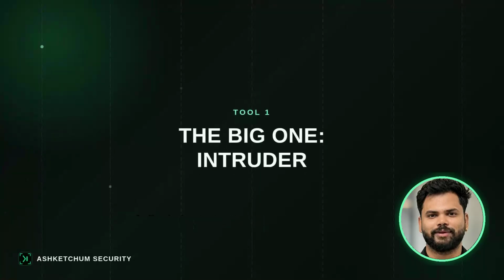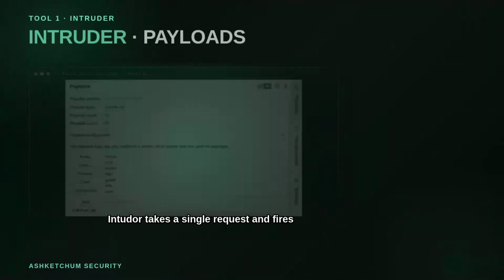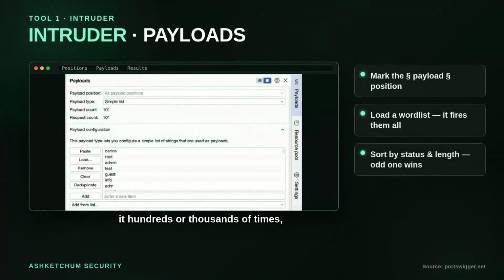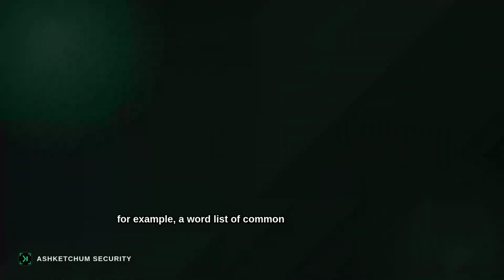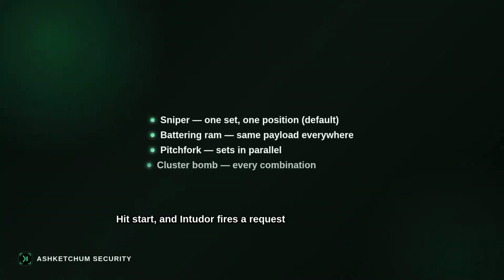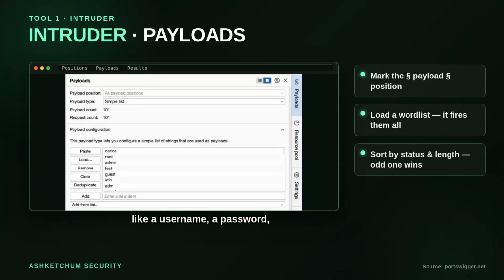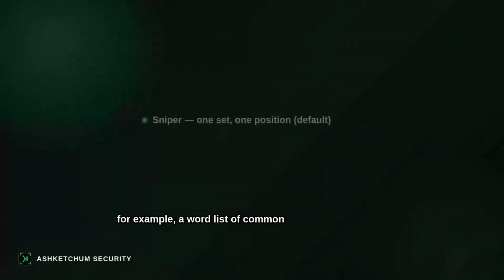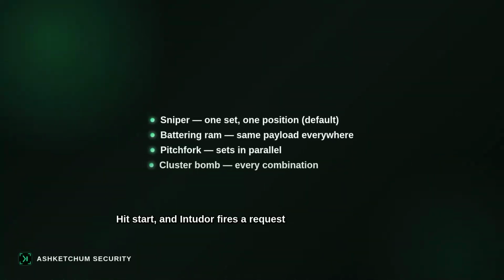Let's start with the big one, the tool you'll reach for constantly once you know it. Intruder. Intruder takes a single request and fires it hundreds or thousands of times, changing one or more values each time. Here's how it works. You send a request to Intruder, then you mark payload positions, the spots you want to swap out, like a username, a password, or an ID. Then you load a payload list, for example, a word list of common passwords. Hit start and Intruder fires a request for every payload and shows you the results in a table.